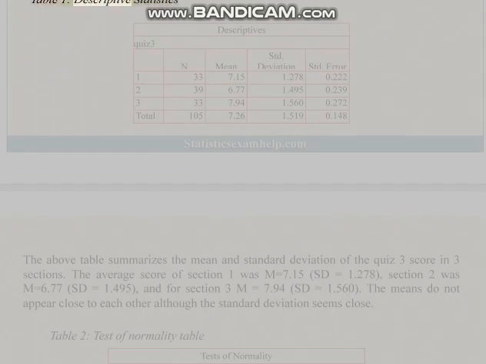Table 1, Descriptive Statistics. Descriptives, Quiz 3: N, Mean, Std. Deviation, Std. Error. Total: N equals 105, mean 7.26.